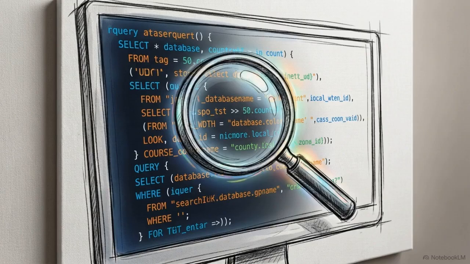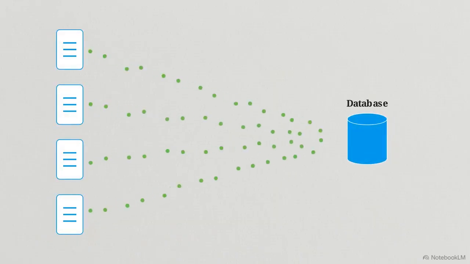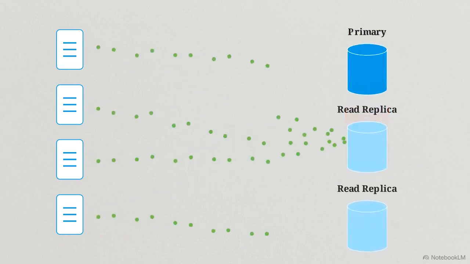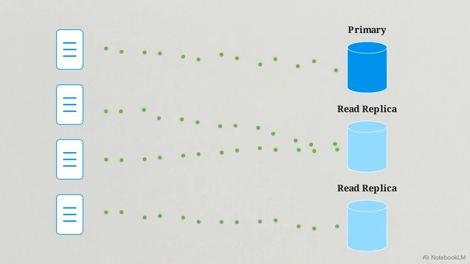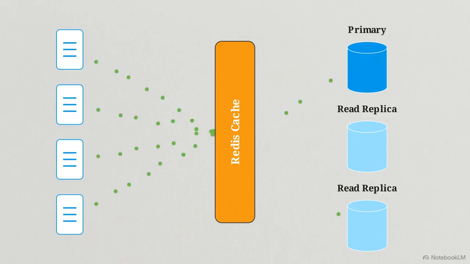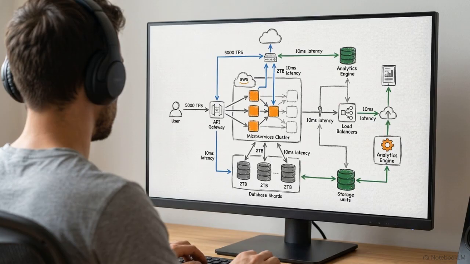Step 4 is scaling the data layer. We apply that same capacity test to our database. If one database instance cannot sustain 1,000 requests per second, you must include read replicas to offload pressure. To prevent the database from becoming a bottleneck, we introduce a caching layer to intercept repeated requests before they hit the disk. By checking capacity against your target metric at each step, you can justify the addition of every component in the stack with actual data.